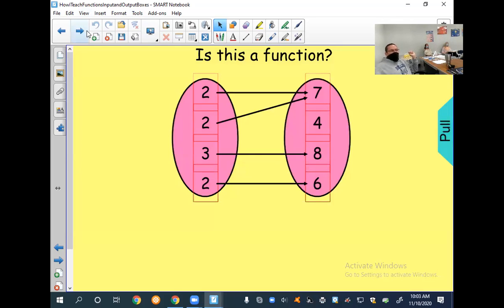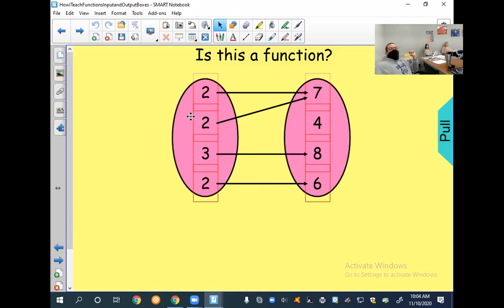No. What about this then? But 2 goes to 7 and 2 goes to 7. Isn't that okay? Isn't it the same number? Oh, can a 2 go to a 7 and a 2 go to a 6?